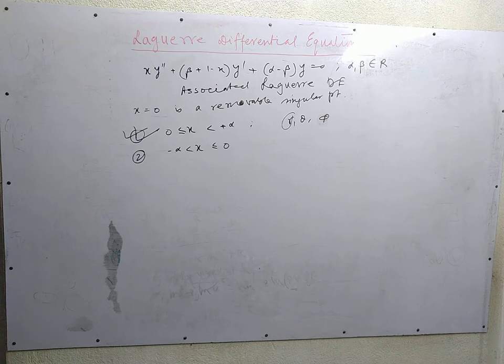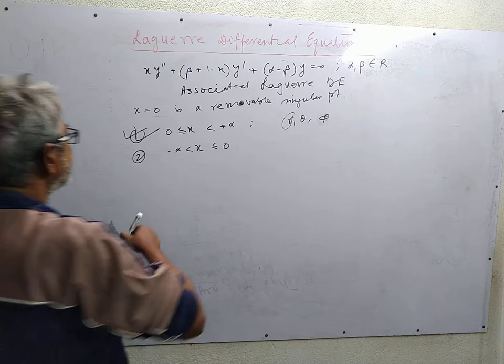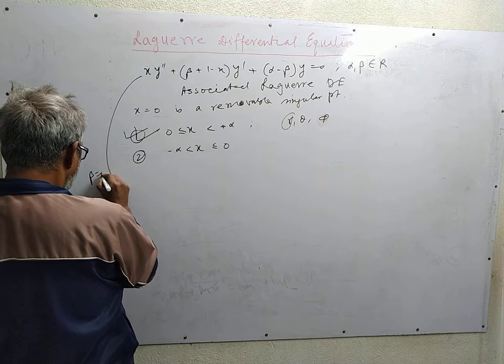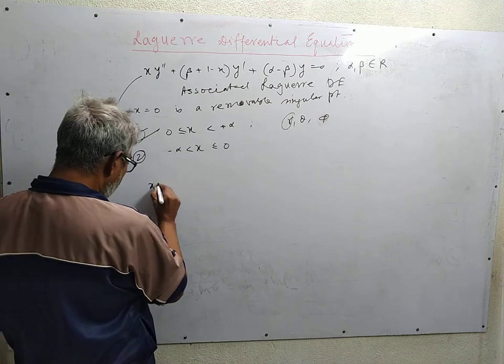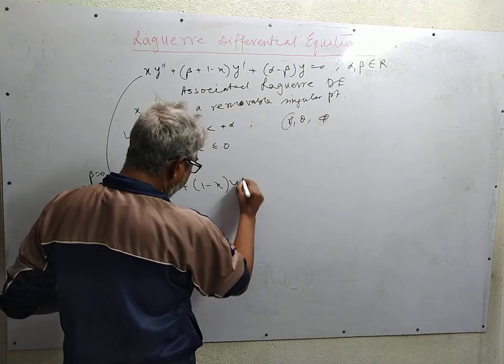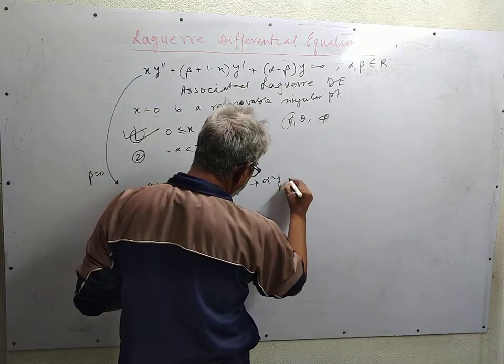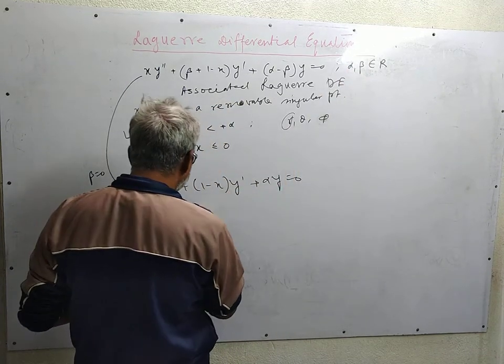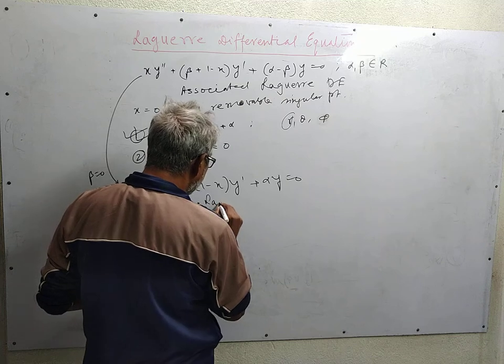Now, if we put beta is equal to 0, we get the simplified version of this. With beta is equal to 0, this equation reduces to x y double prime plus 1 minus x y prime plus alpha y is equal to 0, where alpha is a real number, and this is known as the Laguerre differential equation.